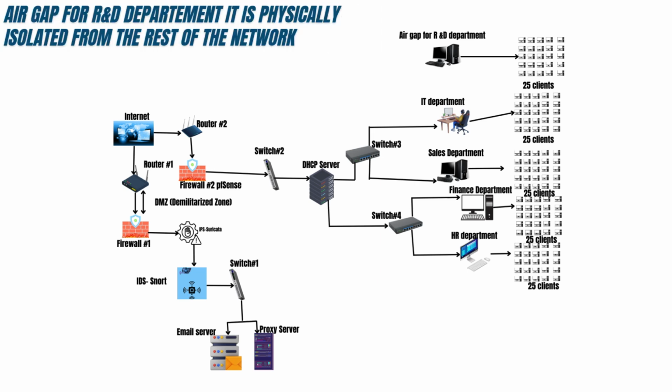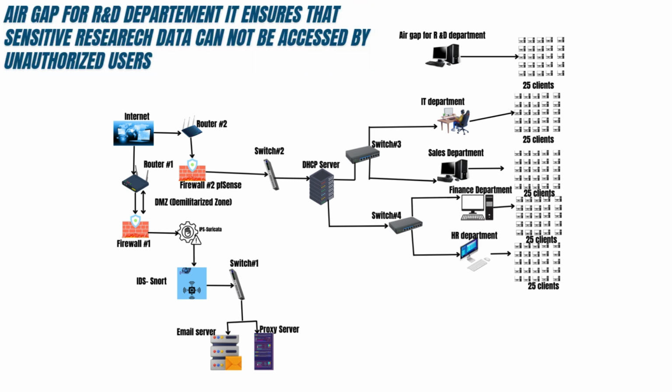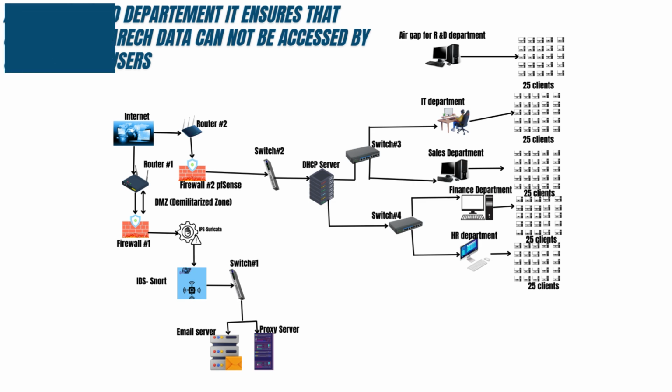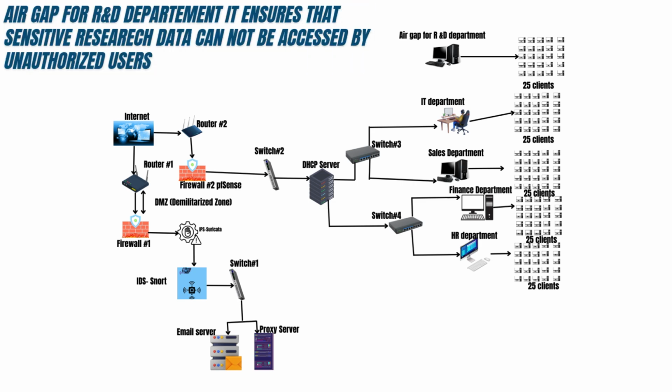Air-gapped system for R&D. The air-gapped system is a critical security measure for the company's research and development department. This system is physically isolated from the rest of the network and has no internet access, ensuring that sensitive research data cannot be accessed or compromised by external or internal threats. This is particularly important for protecting intellectual property and confidential projects from cyber espionage or insider attacks.